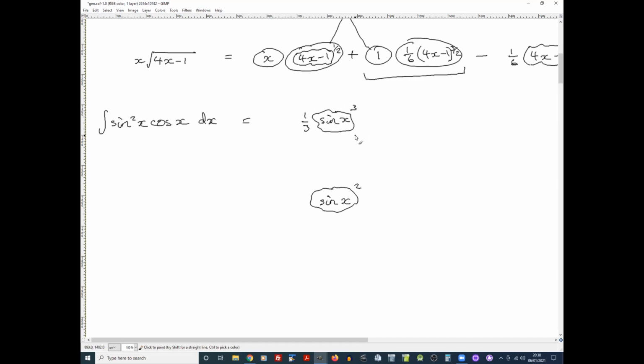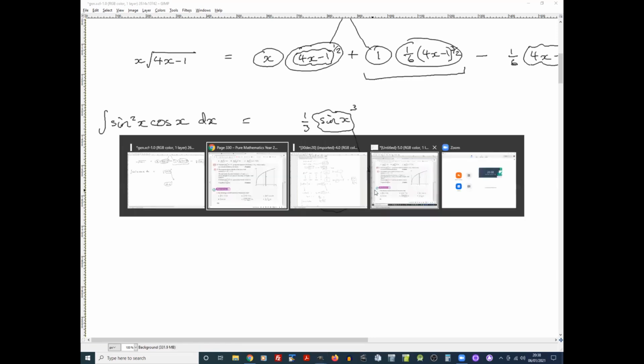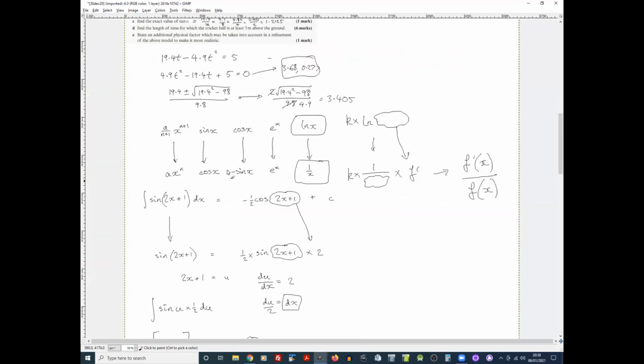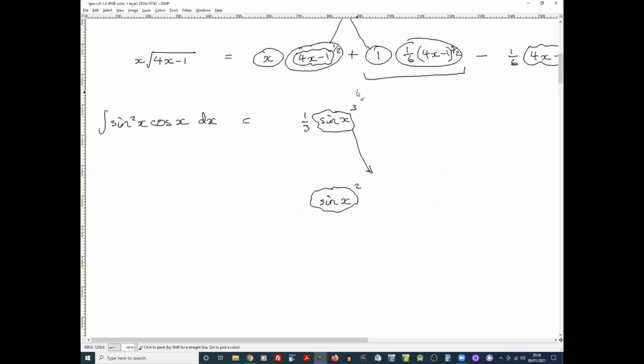And then the differential of the inner function is minus cos x. Or is it? What am I saying? Sine x differentiates to just cos x, is it? Yeah, it's just cos x. Yeah, okay.